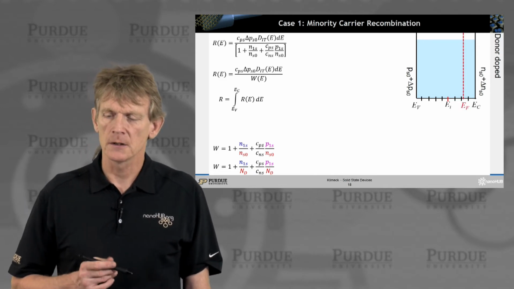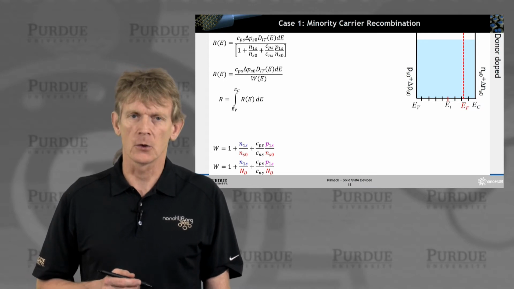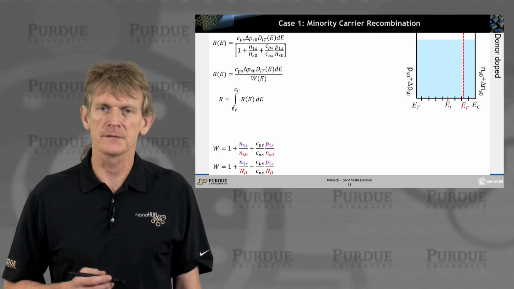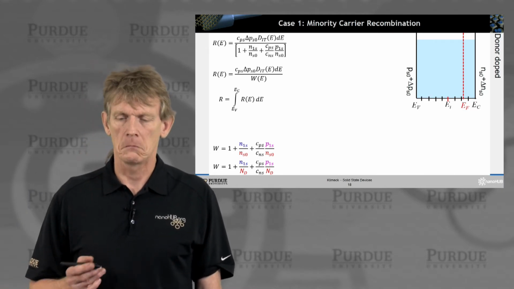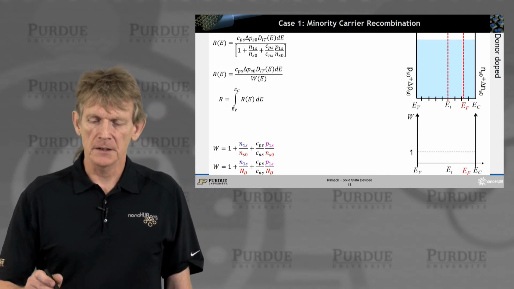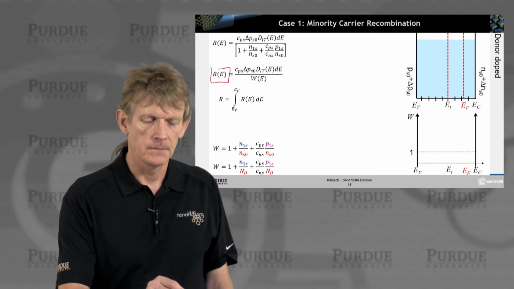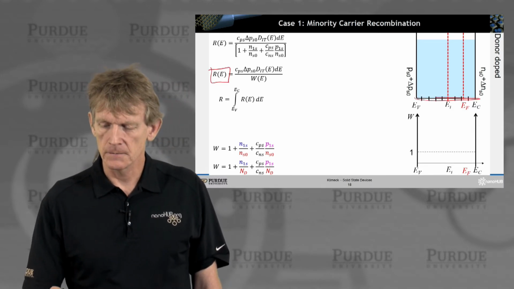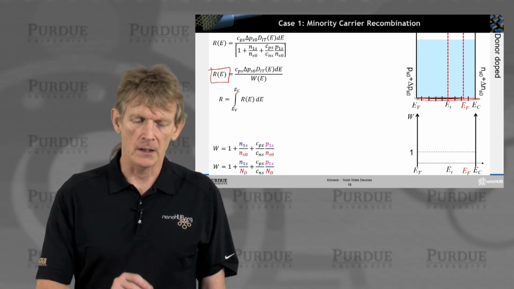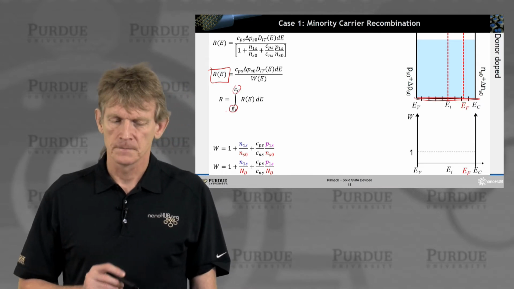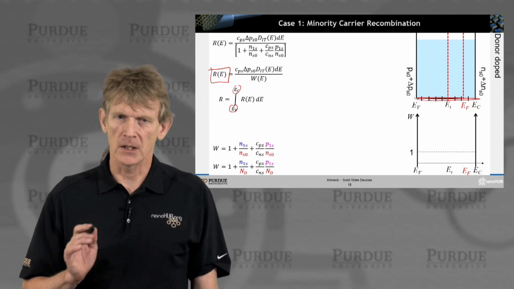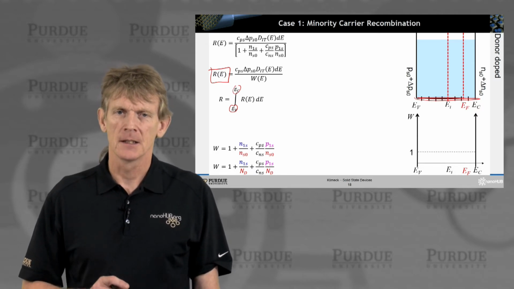We said we have a donor-doped system. That means the Fermi level is closer to the conduction band and above the intrinsic energy level. Okay, good. Now, we need to integrate this function R over energy from EV to EC. This is the integral we're after. This term here is rather complicated. It has lots of exponentials in it. You'll see it in a minute.